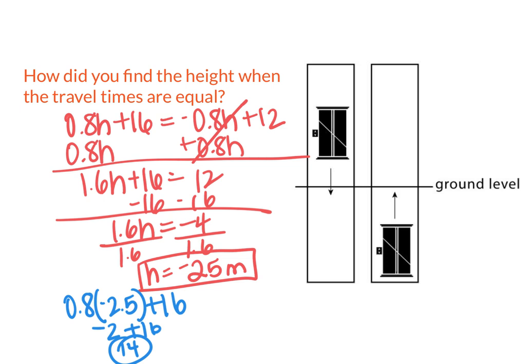Now, again, I could do the same thing with the other expression. Negative 8/10 times negative 2.5 plus 12. I'm going to get positive 2 plus 12, and I get 14 seconds. So notice how the heights are the same as well as the times. The times are the same. So those elevators will cross paths. They're going to be at the same height, which is 2.5 meters below ground level, after 14 seconds.